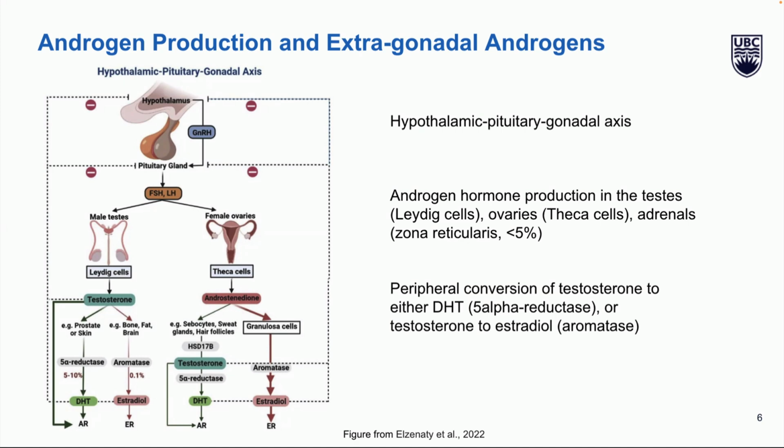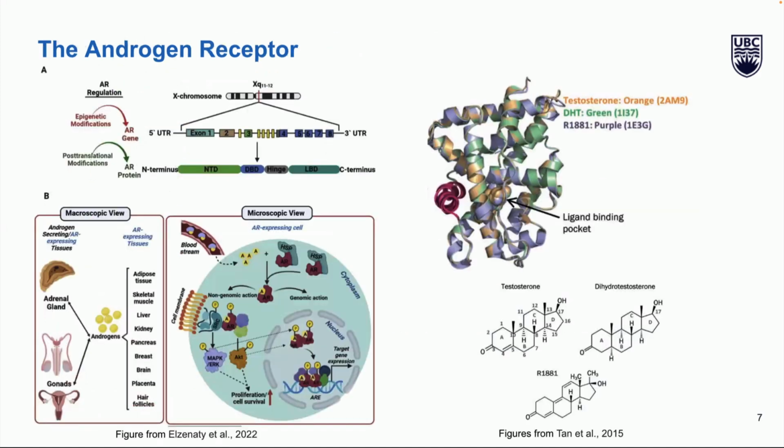90 to 95% of circulating testosterone reaches the target organ and exerts its effects through the nuclear androgen receptor, whereas a small fraction is peripherally converted to DHT via 5-alpha reductase in the prostate and skin. Aromatase in the bones, fat, and brain converts testosterone to estradiol to act through the nuclear estrogen receptor. Similarly, we see the action of aromatase in cis females in the ovarian granulosa cells. The androgen receptor itself is a transcribed gene from the X chromosome. This means that XY individuals have one copy of this gene, whereas XX individuals have two.